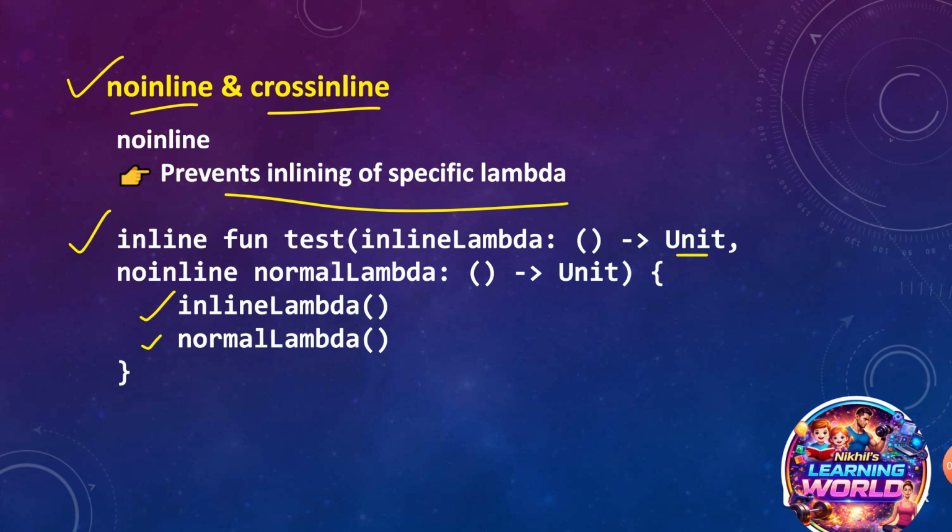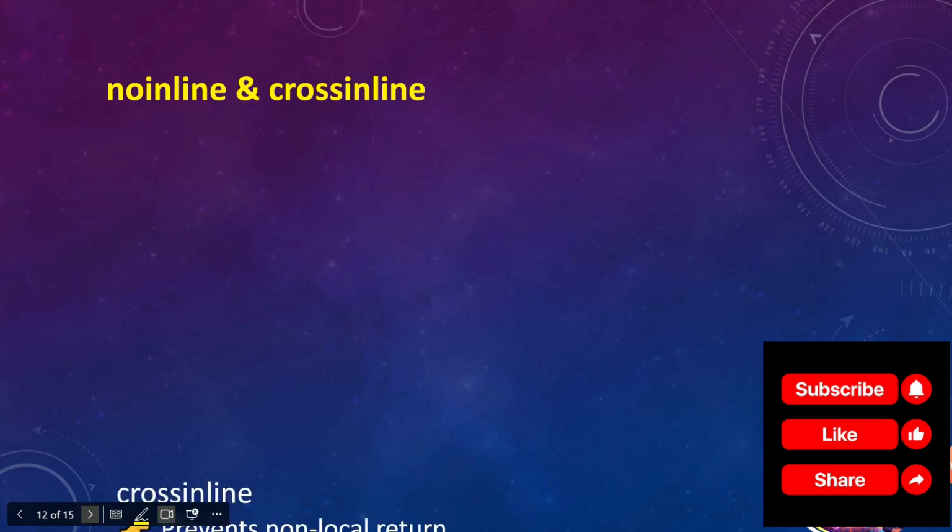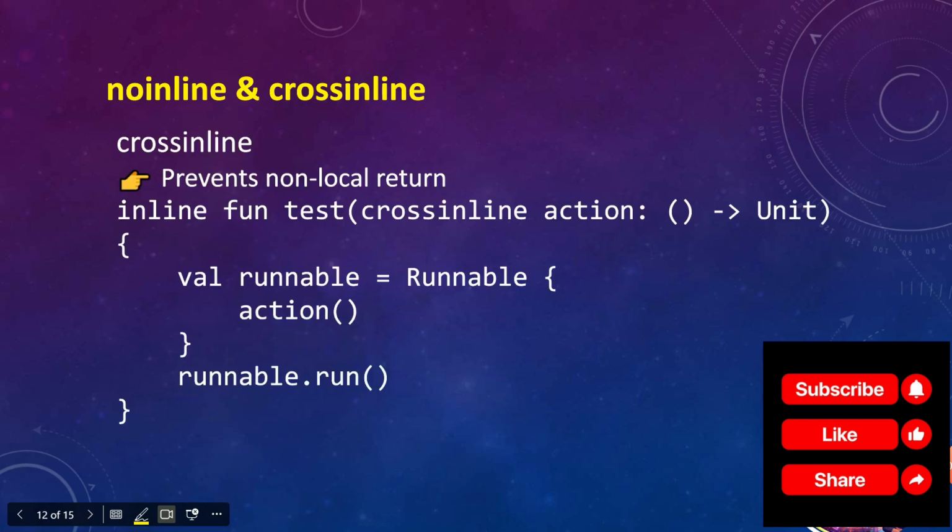Okay, next is crossinline. It prevents non-local return in the inline function test with a crossinline action. So you can see here inline, noinline and crossinline. So we can see a difference here.